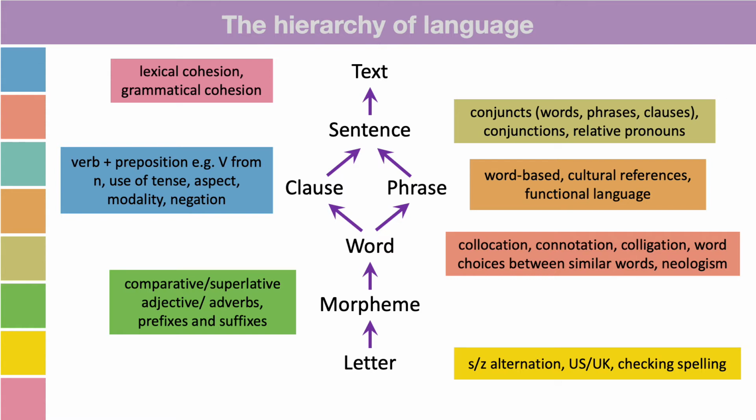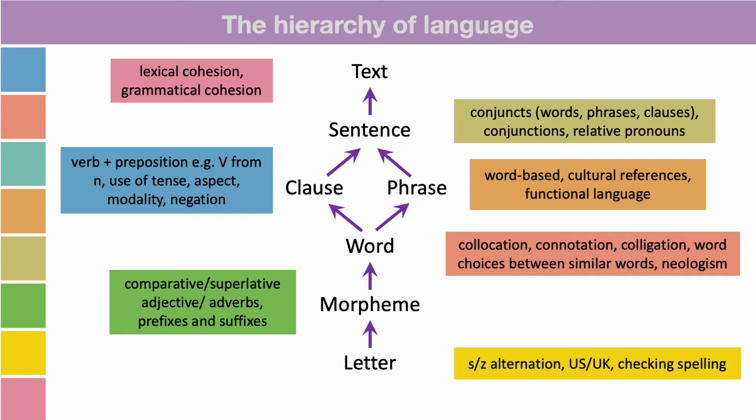So here we have it. We have lexical cohesion and grammatical cohesion at the text level. We have things to do with the verb, especially tense, aspect, modality, related to the clause. In terms of phrases, we have things like word-based cultural references and functional language, functional phrases. When we're making sentences, we're dealing with conjuncts, words and phrases, and conjunctions, relative pronouns, etc.